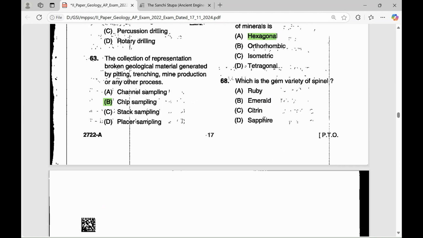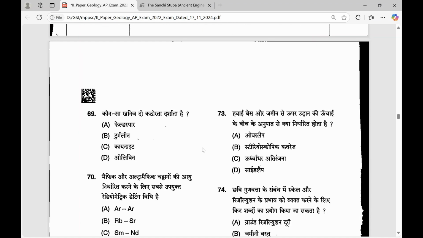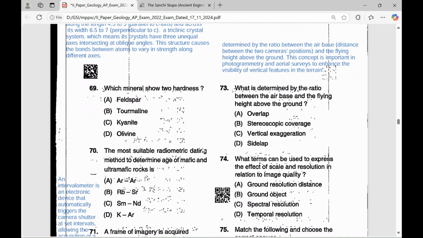Okay. Which is the gem variety of spinel? Options are ruby, emerald, citrine, and sapphire. So tell me the correct answer. Guess the correct answer. The answer is ruby. Though ruby is technically not the gem variety, it is often considered as the variety of spinel. Okay.